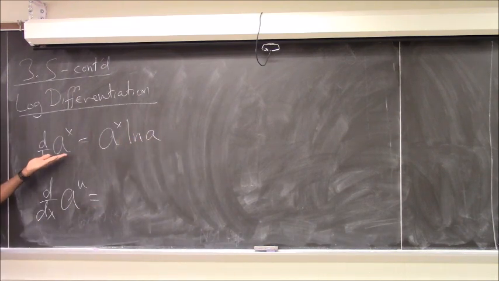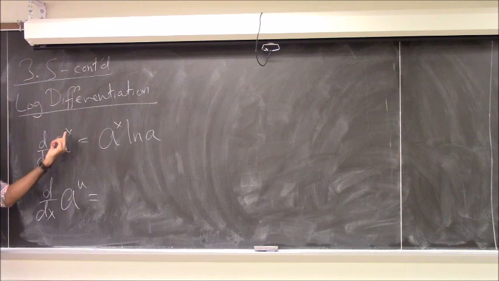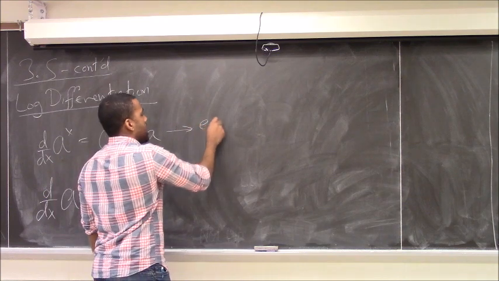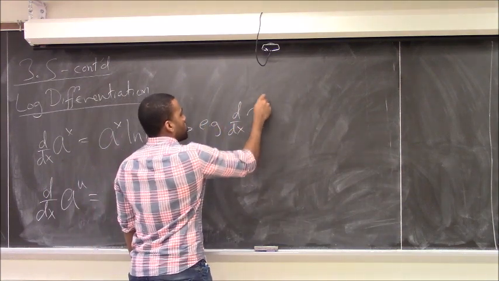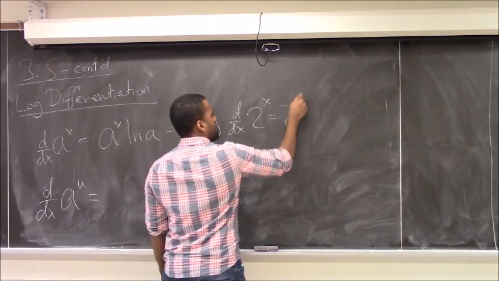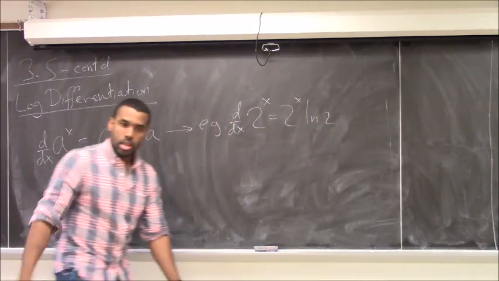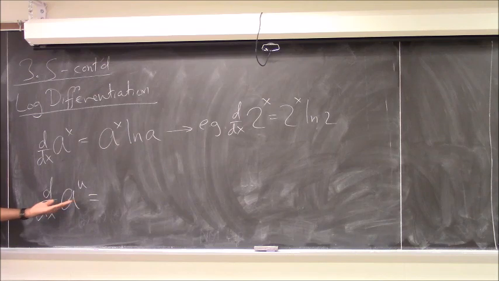So again, when you see something like this, you would not try to apply the power rule because the template doesn't fit. In the power rule, the base is the variable and the power is the constant. Here's the opposite. The base is a constant, the power is the variable. So whenever you see something like that, this is going to be the rule to differentiate it, and a can be any positive constant. So if you want to differentiate 2 raised to the x, that's going to be 2 to the x ln 2, right? As an example.